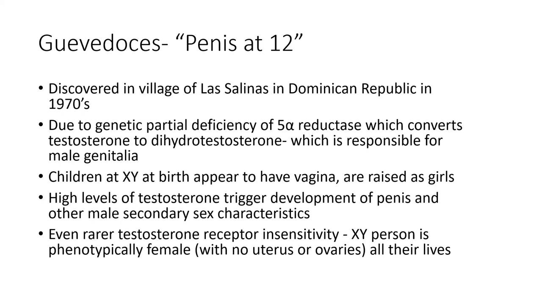This is a rare mutation that's common in a village in the Dominican Republic. These people have a partial deficiency of 5-alpha reductase, and so the children who are XY appear to have a vagina. They're raised as girls. Now, these individuals are exposed to testosterone in the brain. And what's interesting is when adolescence comes and testosterone levels are higher, it overcomes the deficiency, and these individuals suddenly develop: their testicles drop, they develop a penis, their voice changes, and they become boys.